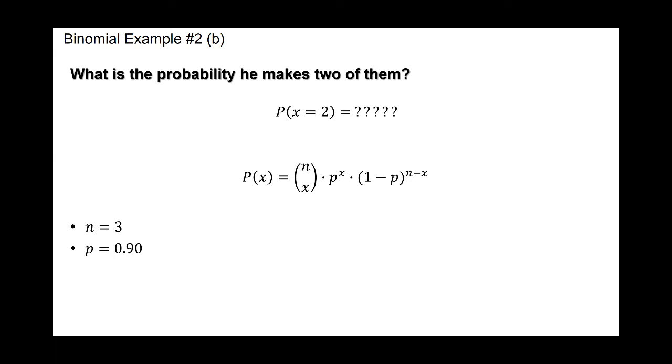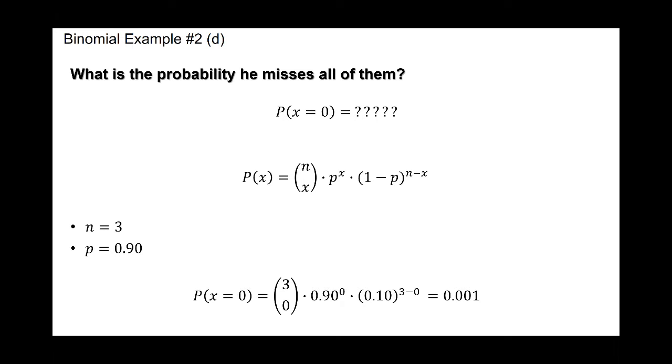What is the probability he makes 2 of them? Well, in this case, we're simply going to substitute 2 instead of 3, and now we get 0.243 as our answer. What is the probability he makes 1 of them? Now instead of substituting 2, we're going to substitute 1 because we want to figure out the probability of the random variable x equaling 1. And then we get 0.027, and then what is the probability he misses all of them? Not going to happen very frequently, right? 1 in 1,000 times, 0.001.